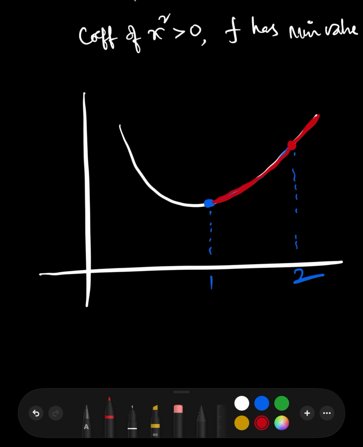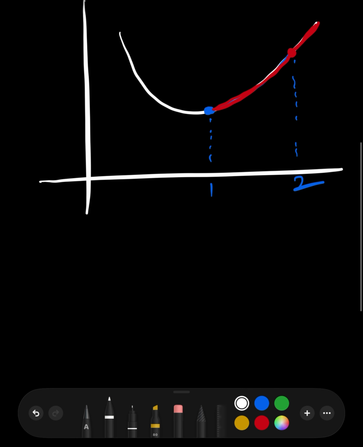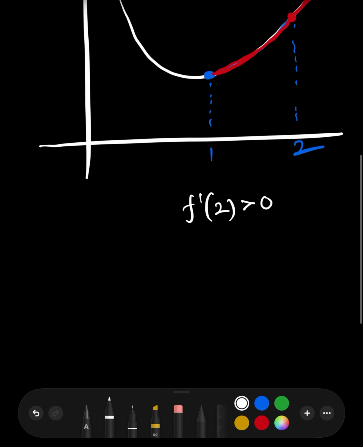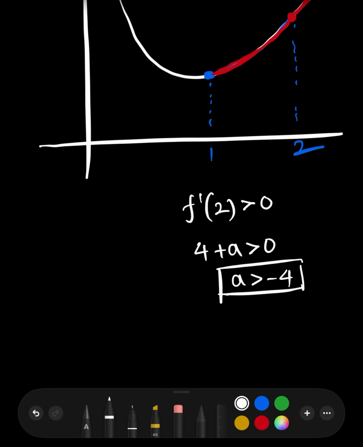So it is very clear that f'(2) is also greater than 0, right? f'(x) here is 2x + a, so f'(2) means 4 + a is greater than 0, which means a is greater than minus 4. This is one case of this given condition.